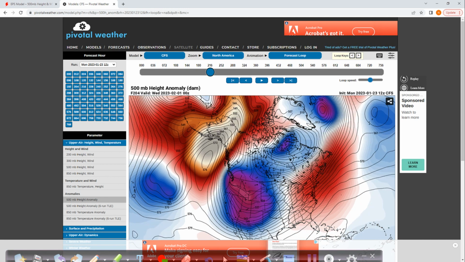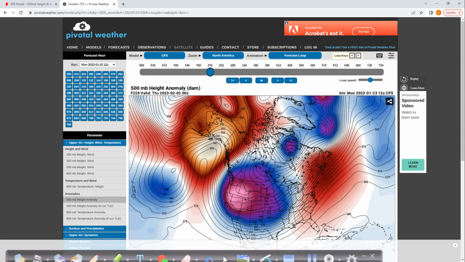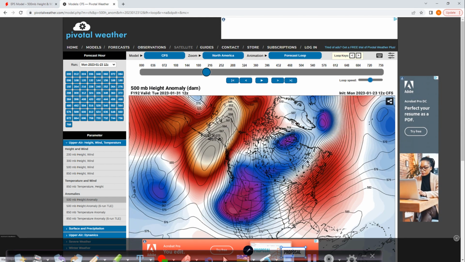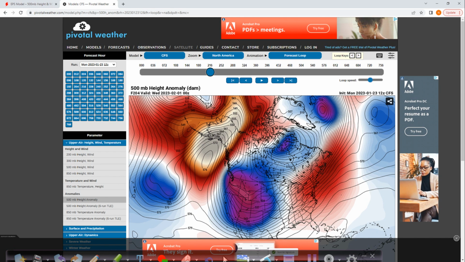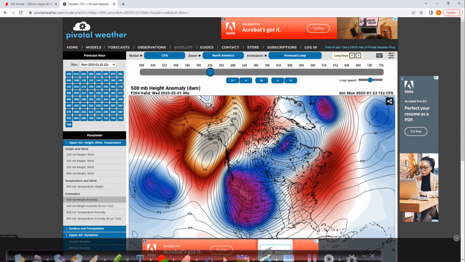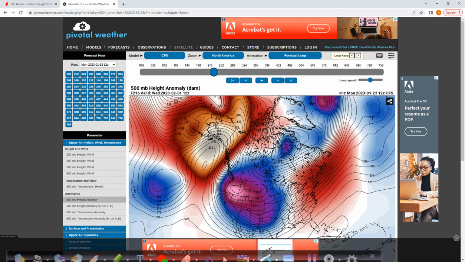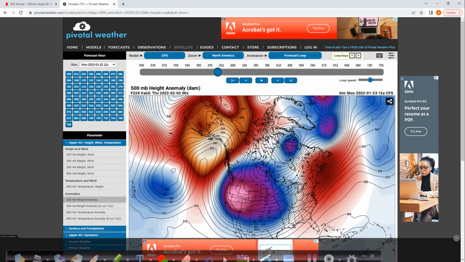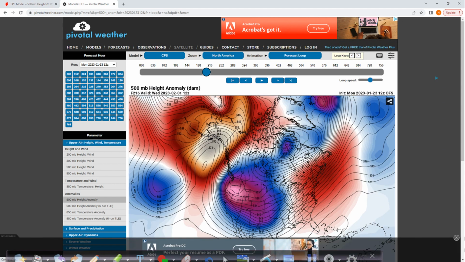Okay, and then here's the third one. This is Tuesday now on the climate model. It brings some more cold air on Tuesday. When I'm looking for snow, that could be a little too far inland. Not enough trajectory over the water for any kind of low pressure development to bring moisture in. So we'll see about that.